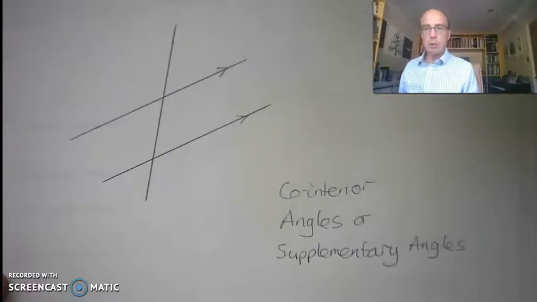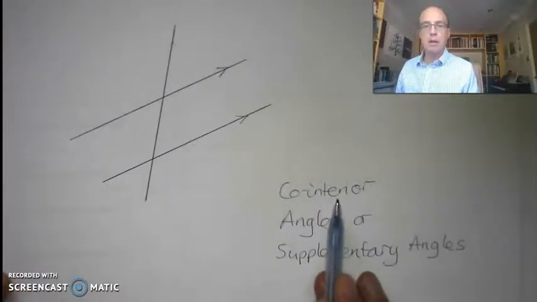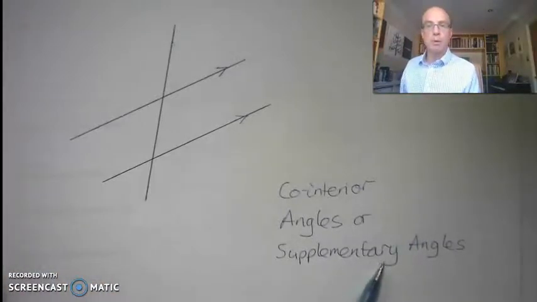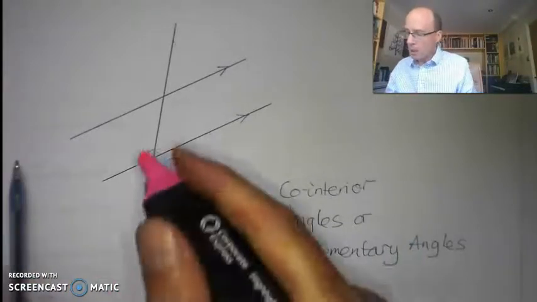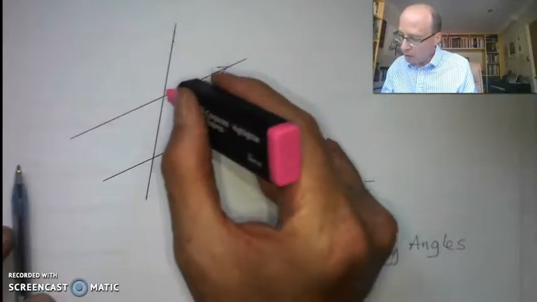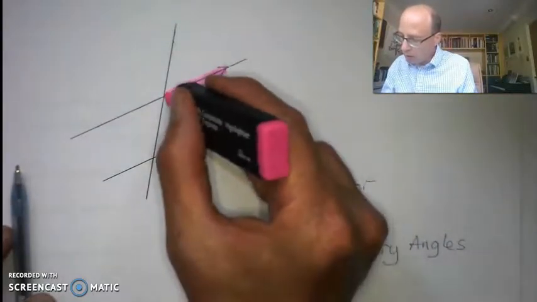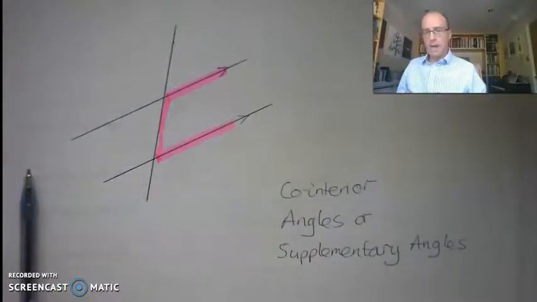Third example, I have two names. Sometimes you'll hear them described as co-interior, that's the word I'm going to use. Sometimes you hear them described as supplementary angles. We'll have a little look in a while at why they're called supplementary. This time, rather than an F or a Z, I am going to draw a C shape. I'm going to draw two lines here, and I'm going to draw the angle here.